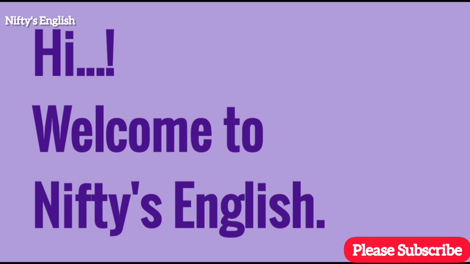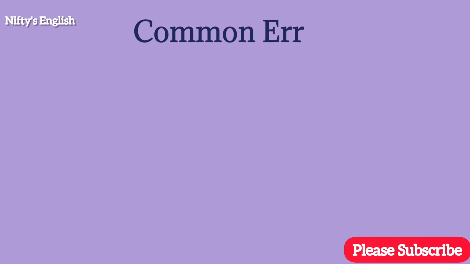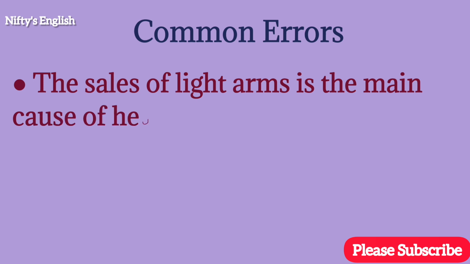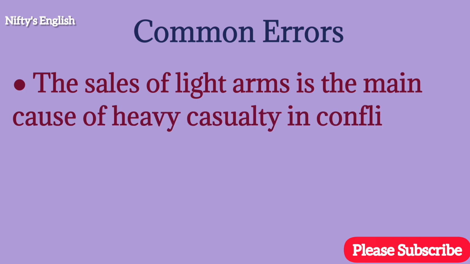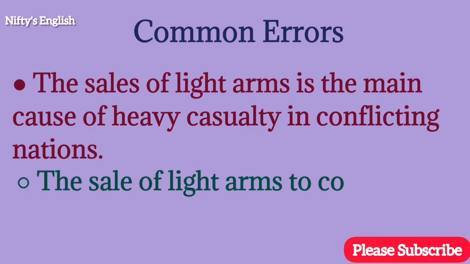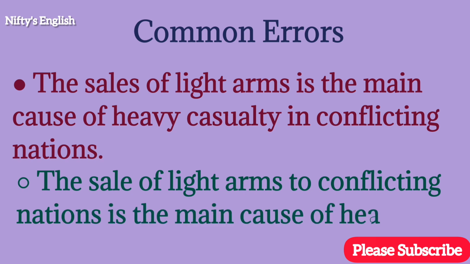Today I would like to explain about some of the common errors and the correct forms. Okay, let's start the lesson. Common errors. The sales of light arms is the main cause of heavy casualty in conflicting nations. And the correct form is, the sale of light arms to conflicting nations is the main cause of heavy casualty.